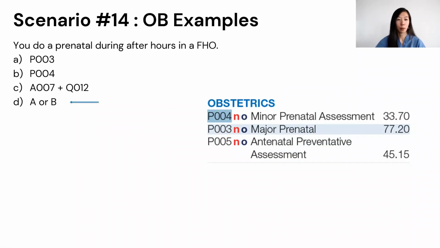Okay, so OB example number 2. Sorry, the answer kind of just popped up, but let's say you do a prenatal during the after hours in a FHO. The thing I want to emphasize here is in a FHO, a P004 is, as you can see by these symbols here, out of basket, so you get the full billing code. So you want to bill either of these ones that are out of basket instead of these ones which is in basket. So these pay a little bit more.